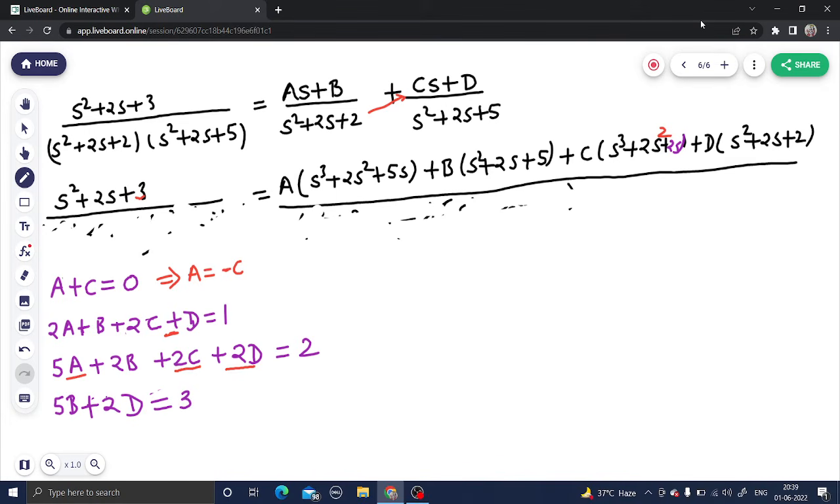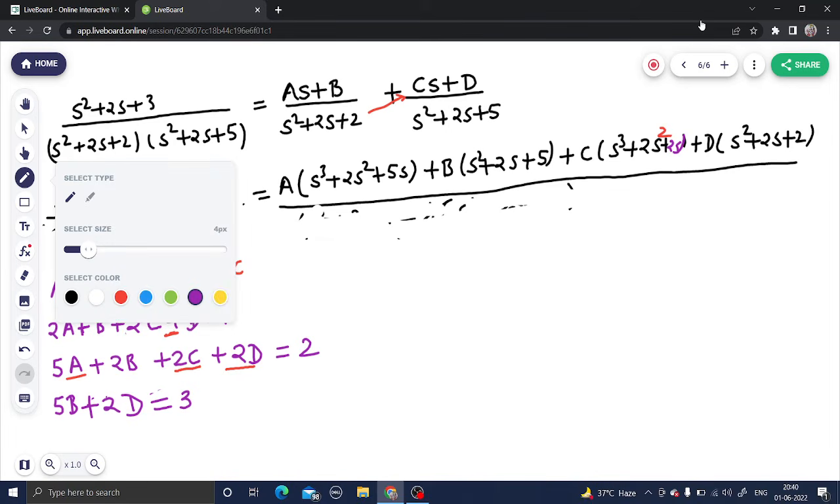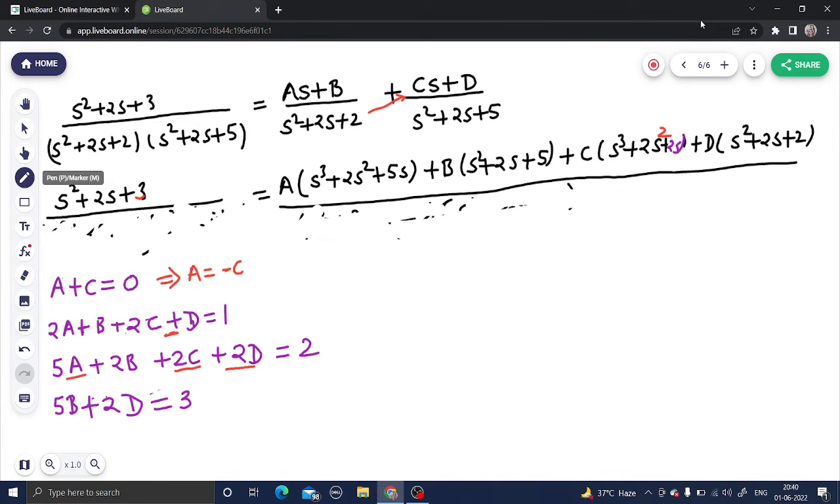Okay, and the coefficient of s is 5 from here, then 2b from here, 2c from here, and 2d from here. Fine. Now we are done with the equations. Let's solve this because it has already taken us a lot of time.